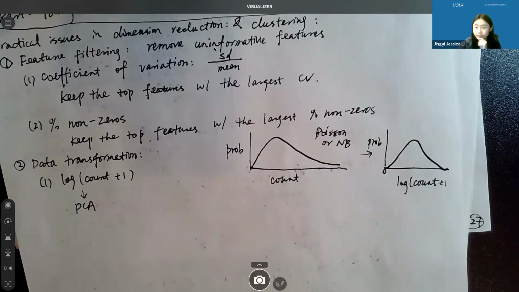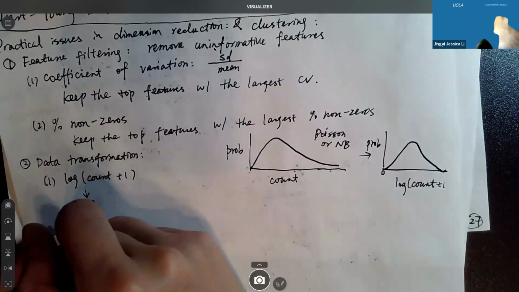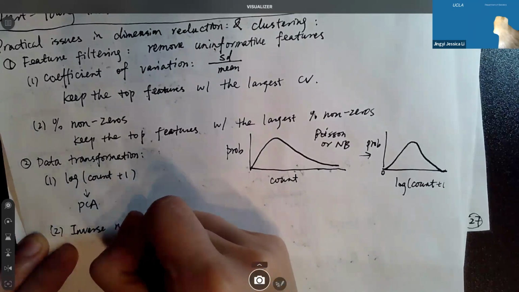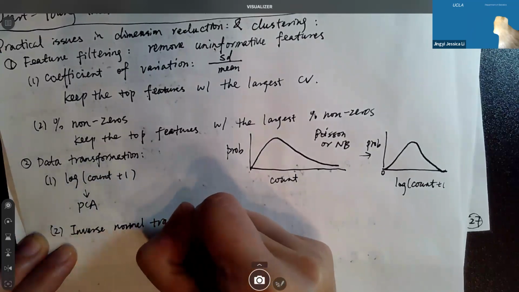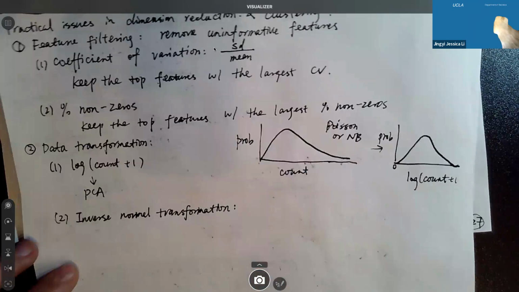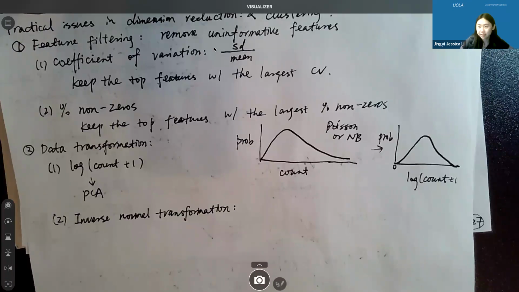Another transformation I have seen people do in genetics is called the inverse normal transformation. This is similar to what we have seen in quantile normalization. In other words, you just convert your data to ranks, and then you normalize the ranks into quantiles, and then you apply the inverse normal transformation, and those values will follow a standard normal distribution.